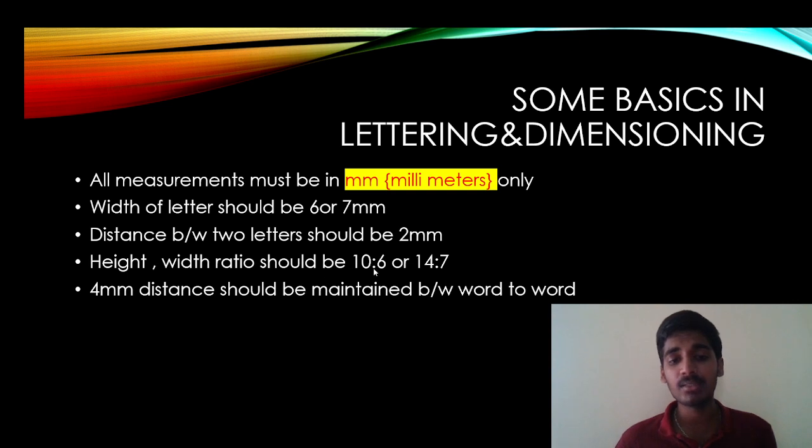And there is a height and width ratio. For example, if the height is 10 millimeters, you should use a width of 6. If your height is 14 mm, your width should be 7. It should be accurate. It should not be 10 is to 7 or 16 is to 14, it will be wrong. Just use 10 is to 6 or 14 is to 7. It is generally more preferable.